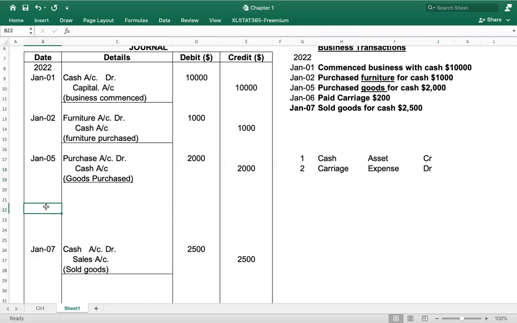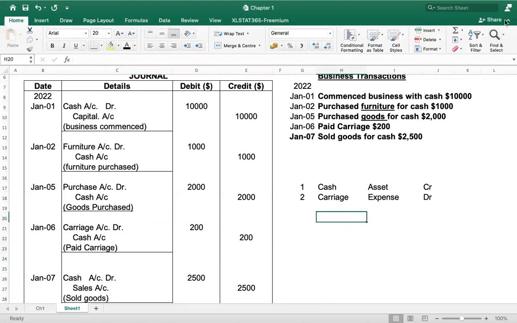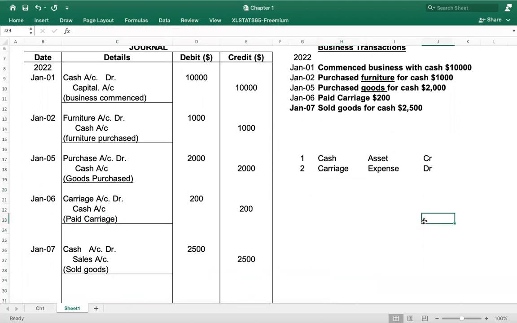Got it? Now let me write it, Jan 6th. First I will record the debit item. Which is the debit item? Carriage. Good. So carriage account debit. How much money? 200. Good. And what should I write now? Credit item, so cash account. How much money? 200. And I will write the narration: paid carriage. After writing that, I have to put one line. Tell me any doubt in this? Nope. Understood how to record?